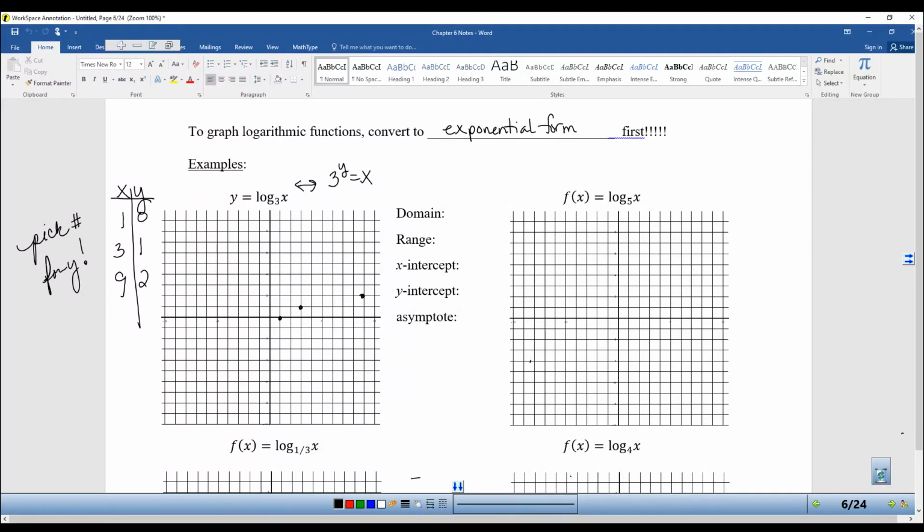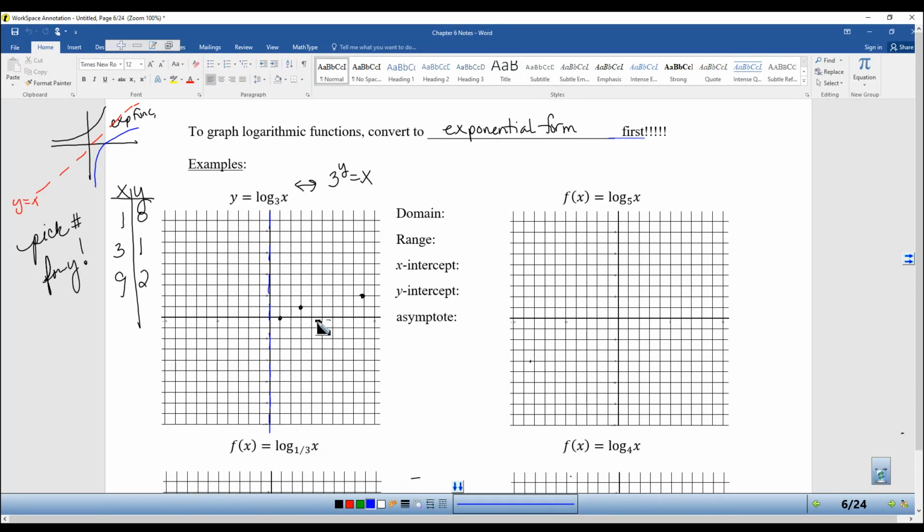Think about inverses. With an exponential function, exponential functions look like this. But logarithm functions are going to reflect over the line y is equal to x. That's what all inverse functions do. So logarithmic functions are going to look like this. So its asymptote is going to be right here.